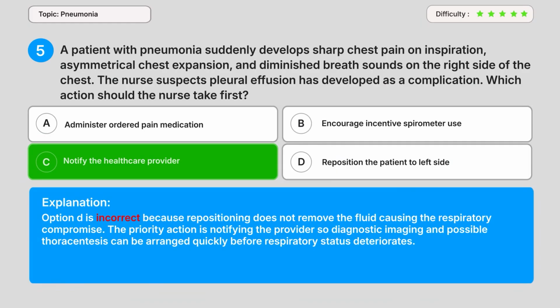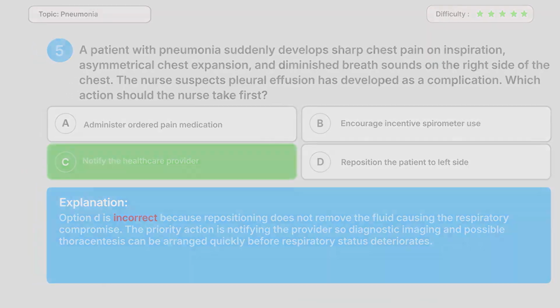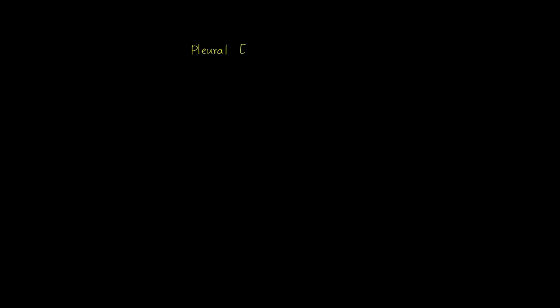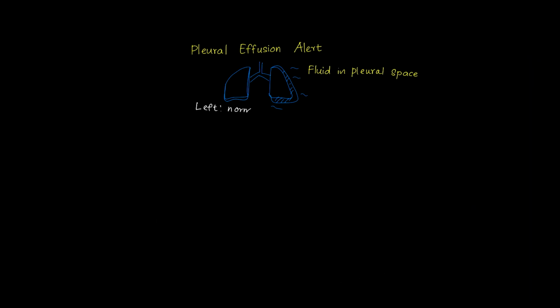The priority action is notifying the provider so diagnostic imaging and possible thoracentesis can be arranged quickly before respiratory status deteriorates. This is a pneumonia complication question, and the trigger phrase is asymmetrical chest expansion with diminished breath sounds on one side. Those findings point to pleural effusion, which is fluid collecting in the space around the lung. The correct action is to notify the provider first.